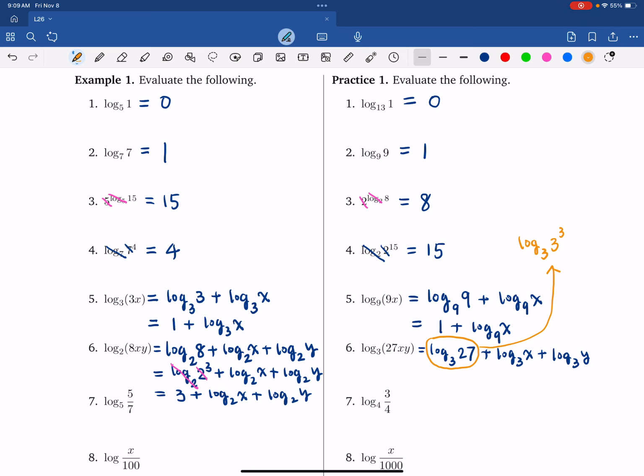And then you're going to cross out the inverse operations, right? So the inverse operations are log base 3 and exponents of 3. As a result, we have 3 left. So the first part is just 3. Since we don't know the values of x and y, you copy the other 2 logs.